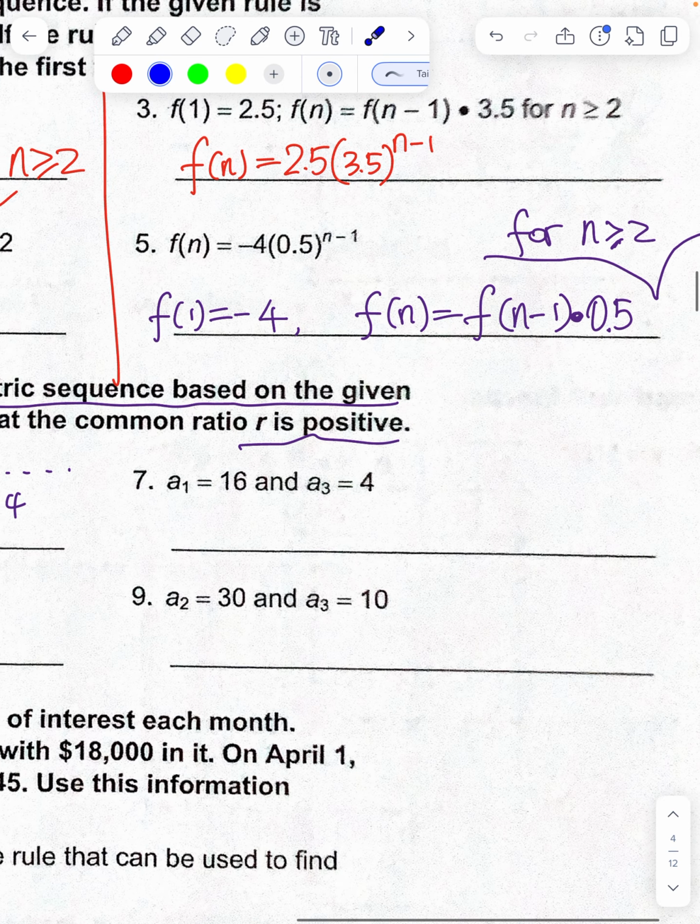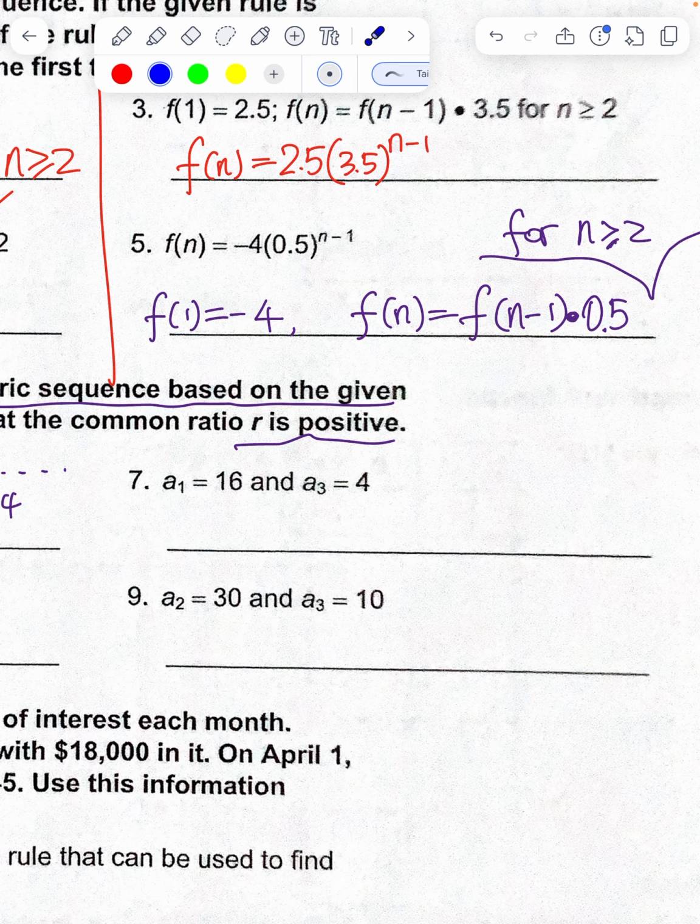Number 7. The first term is 16. So this is the first term. Oh, this is the third term. We don't know the second term, and we know the third term is 4. Because the number is getting smaller, I'm going to divide, right? You can divide. Divide by what?